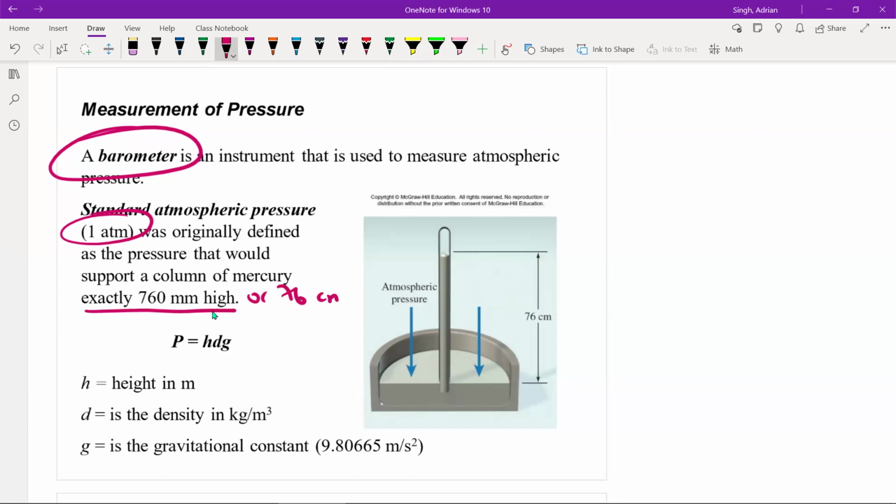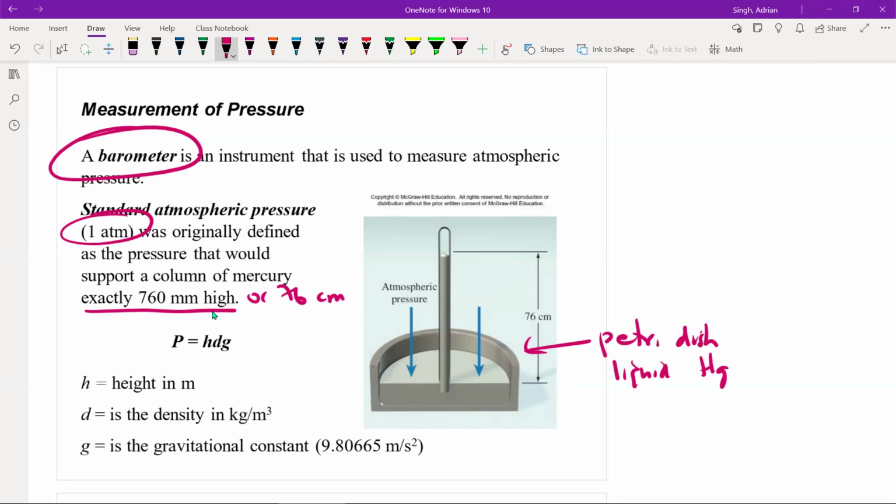76 centimeters high. So the idea behind a very simple barometer is as follows. We have this sort of a dish here. We can think of this as maybe like a petri dish. Okay, it's filled with mercury, and mercury is a liquid.